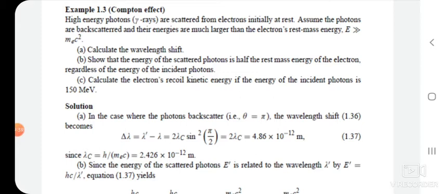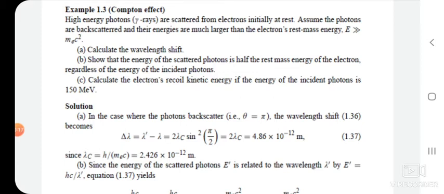Therefore, h by p is nothing but h by me into c, which is equal to 2.426 into 10 to the power of minus 12 meter. Because if we solve this 2 lambda c, it gives 4.86 into 10 to the power of minus 12 meter. This much is the wavelength of Compton shift. Delta lambda is equal to lambda prime minus lambda, which is equal to 2 lambda c sin square pi by 2.